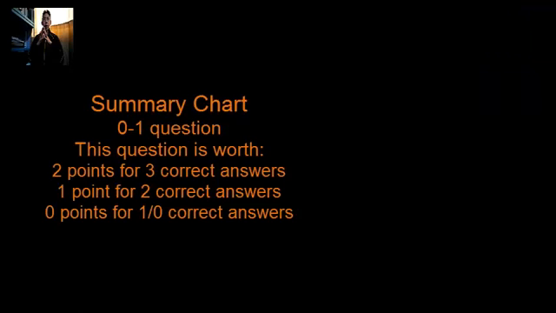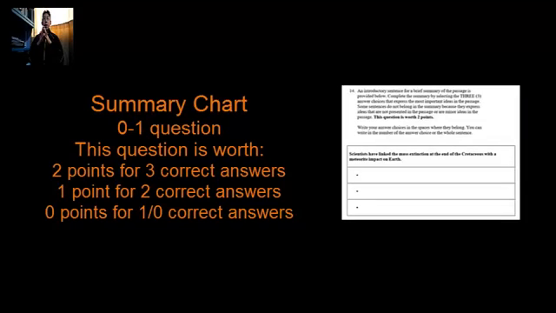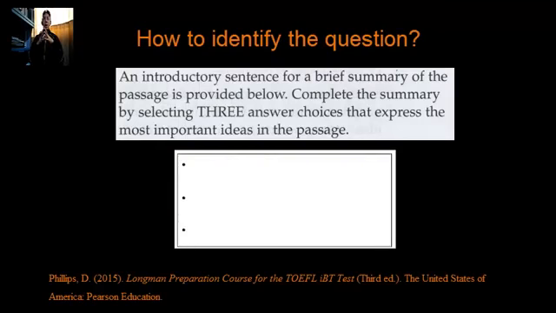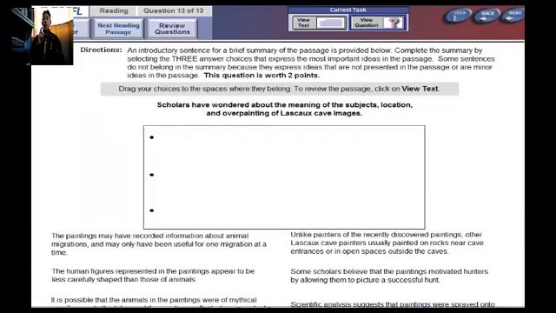The next topic is the summary chart. The exam provides from 0 to 1 question of this sort. It works 2 points for 3 correct answers, 1 point for 2 correct answers, and 0 points for 1 or 0 correct answers. Identifying the question is very easy because it is the only one with a chart that has 3 options to fill.